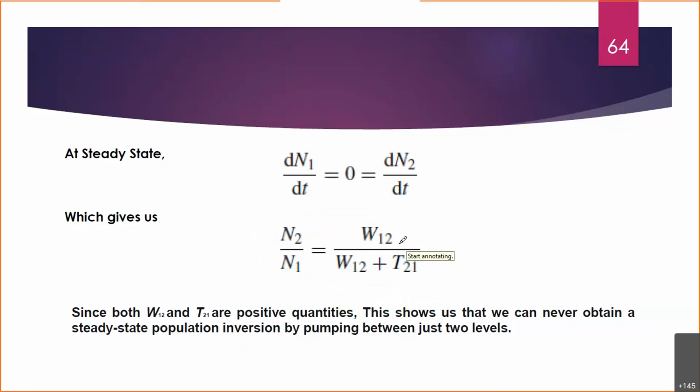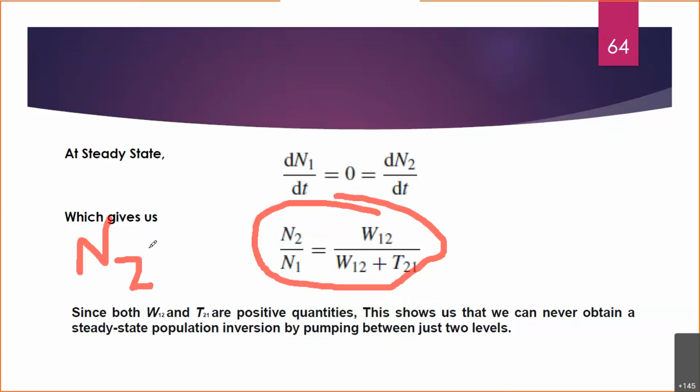So because of that, if you try all such arrangements in this formula, the maximum we get is that n2 can be equal to n1. And that too, only when I consider that W12 is very large compared to T21, that means the stimulated emission process is very large compared to the spontaneous process. Only in that case can N2 be equal to N1. But in general, if this T21 factor is also there, then N2 is always less than N1.